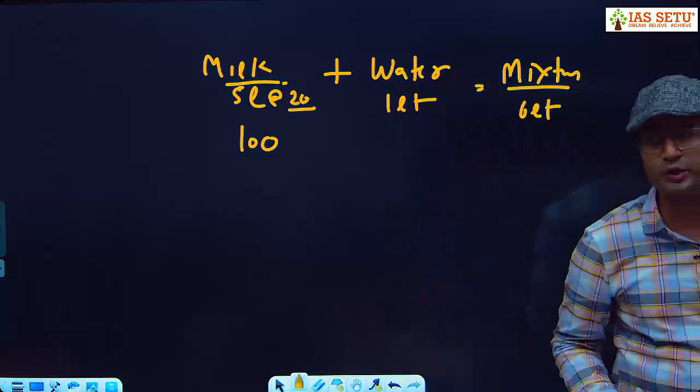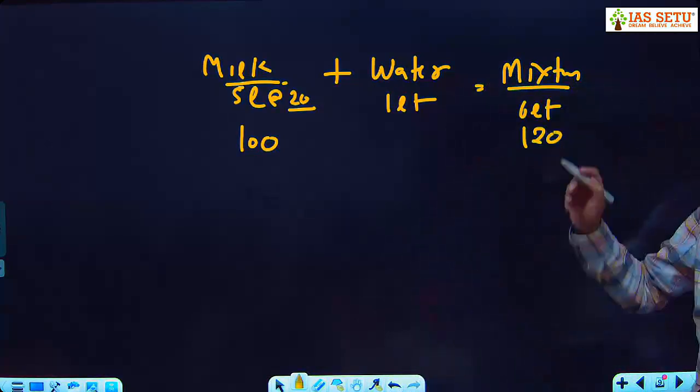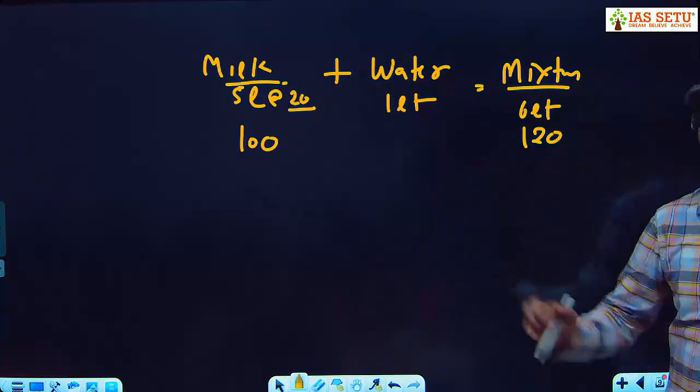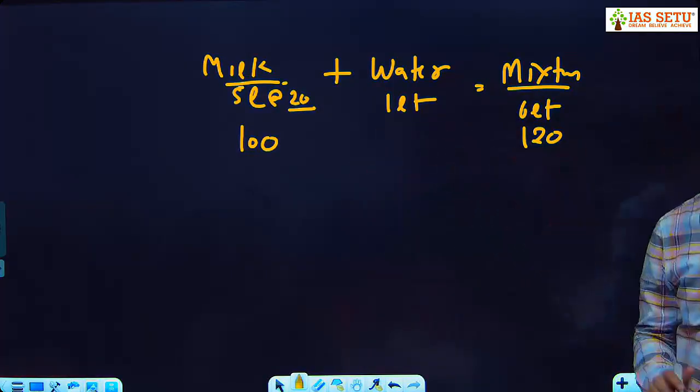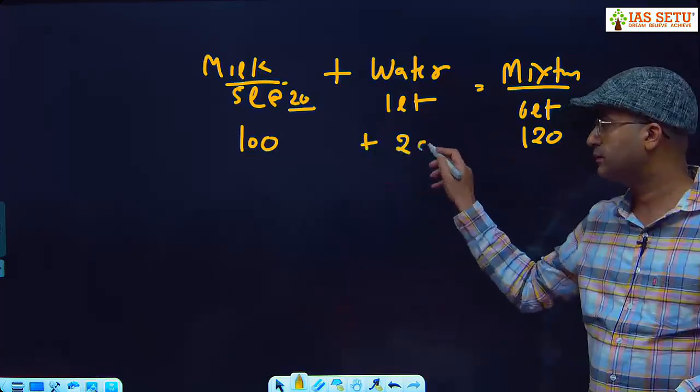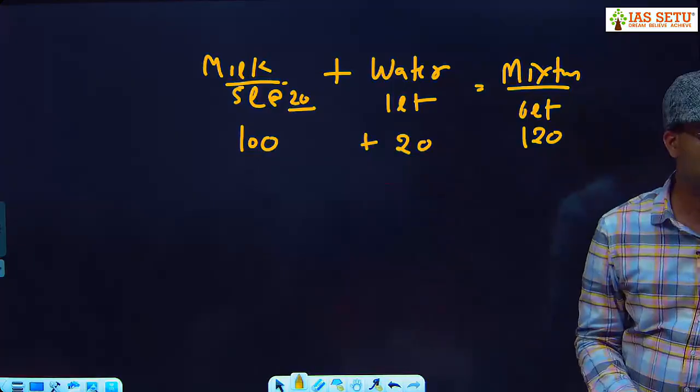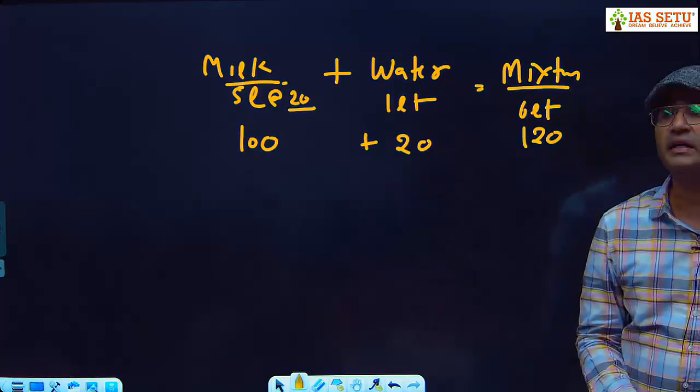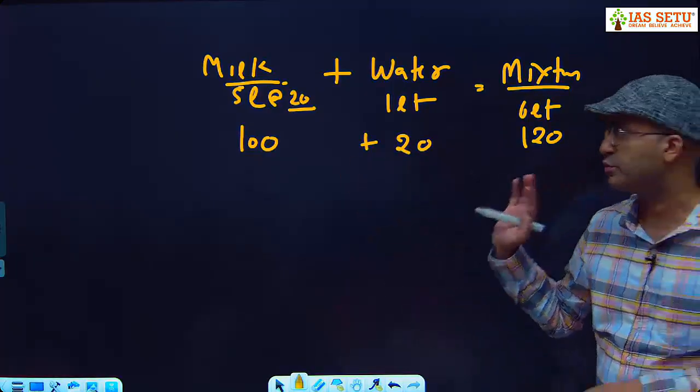1 liter ₹20, 6 liter ₹120. So my investment ₹100. In return, I get 120. What is my profit in between? ₹20 profit. Is this okay? मेरे को 120 रुपए मिले, but मेरे लगे 100 रुपए थे, तो मेरा profit 20 रुपए.